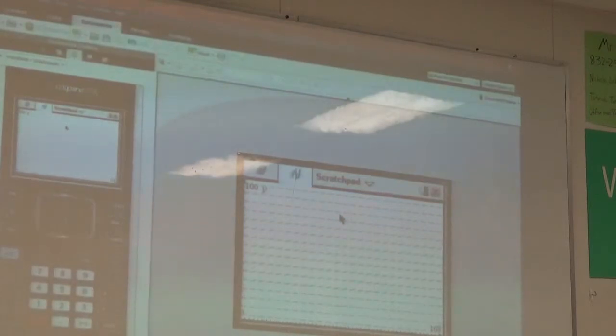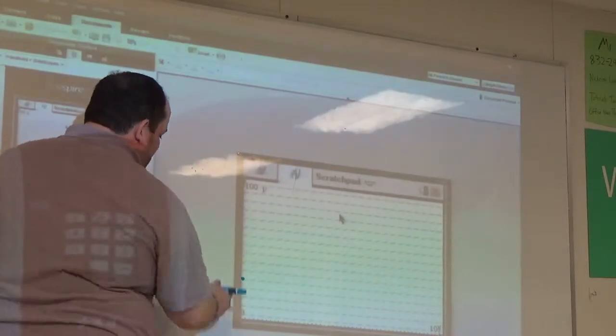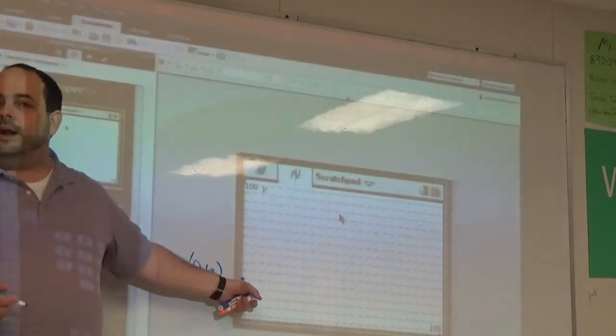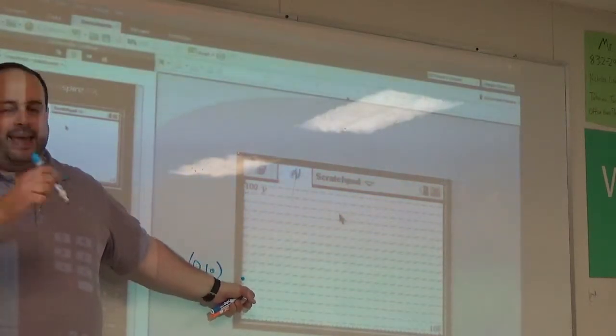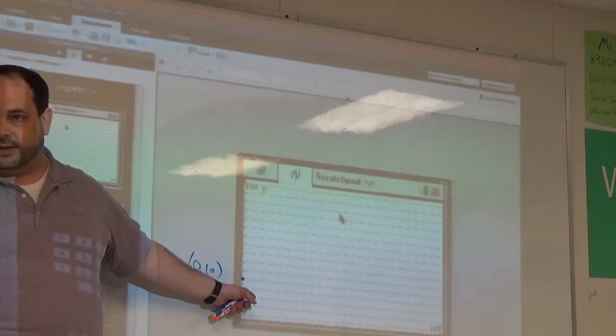At x equals 0, there's only 10 grizzly bears. Right, at time 0, I have 10 grizzly bears. So if I said, okay, time 0, here's 10 grizzly bears, this is 0, 10. What I want to be able to do is use my calculator to give me a good estimate of what the solution curve looks like.